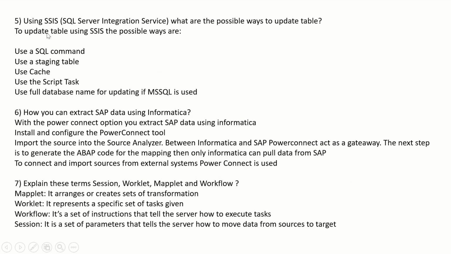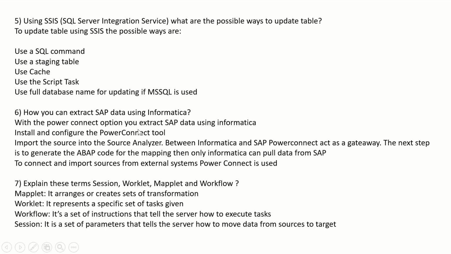So fifth one is, using SSIS, that is SQL Server Integration Services, what are the possible ways to update a table? To update a table using SSIS, the possible ways are: use a SQL command, use a staging table, use cache, use the script task, and use the full database name for updating. MSSQL is used.